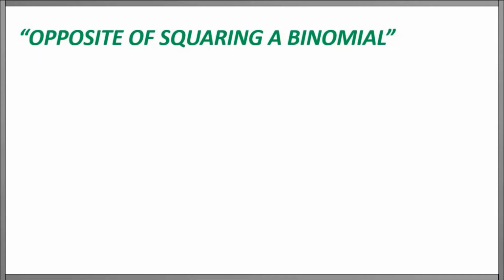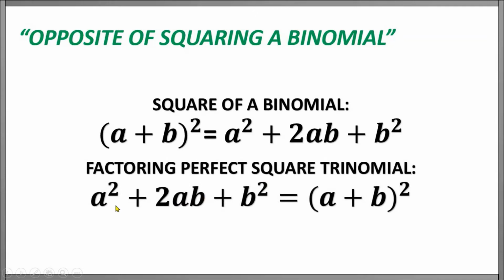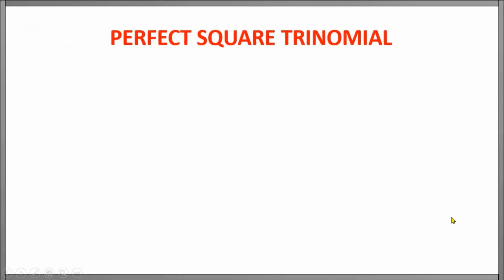This lesson is the direct opposite of squaring a binomial. Recall that when we square a binomial a plus b, the answer is a perfect square trinomial. So now, we will be given a perfect square trinomial and we are going to express it as a square of a binomial. So what is a perfect square trinomial, by the way?